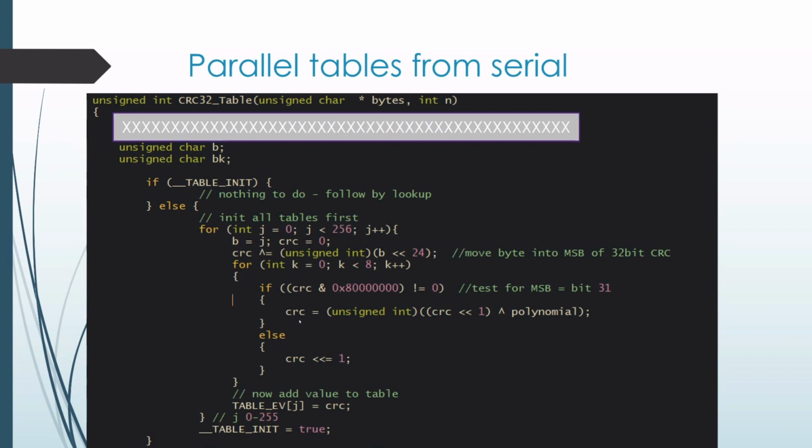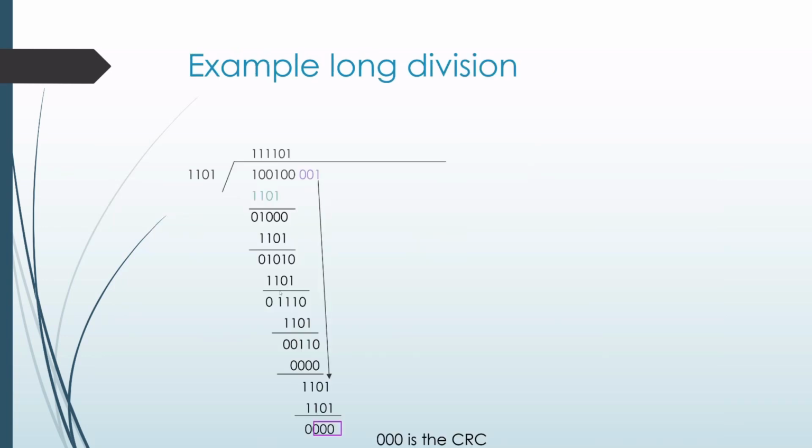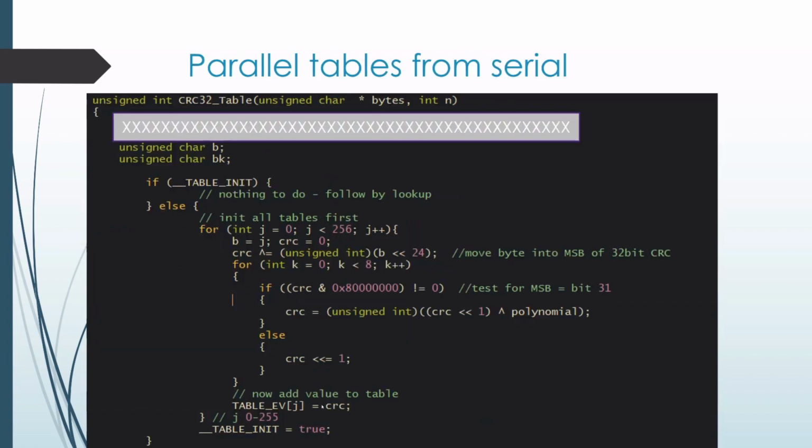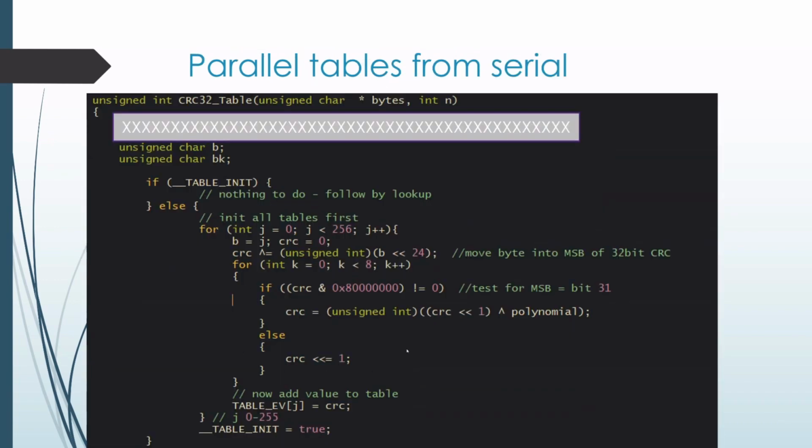Now also in this equation is the case where the MSB was 0, then you simply shift it. We remember this from our simple math: where the remainder was a 0, you simply did a shift. You didn't have to XOR it. So you just shift it and keep moving on. That is represented here in this equation. And now we have computed the tables, right?